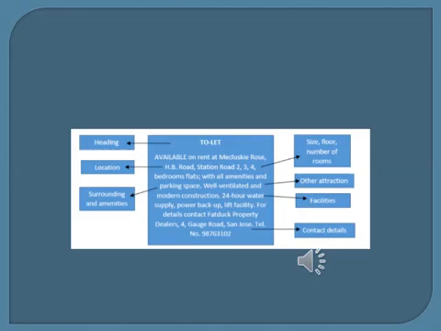So let's see this example. Available on rent at Meduski Road, HB Road, Station Road: 2, 3, 4 bedroom flats with all amenities and parking space, well ventilated and modern construction, 24-hour water supply or backup, lift facility. For details contact Fat Property Dealers, 4 Gauge Road, San Jose, telephone number 9876-3102.